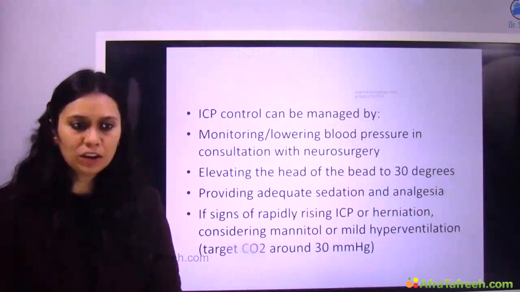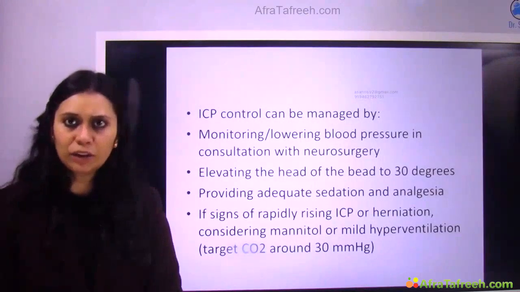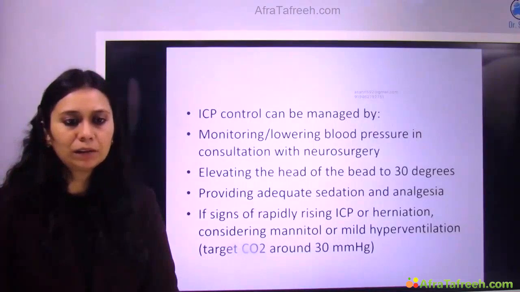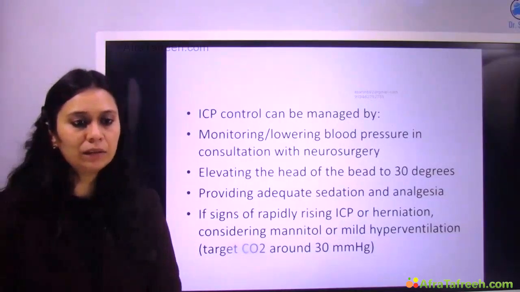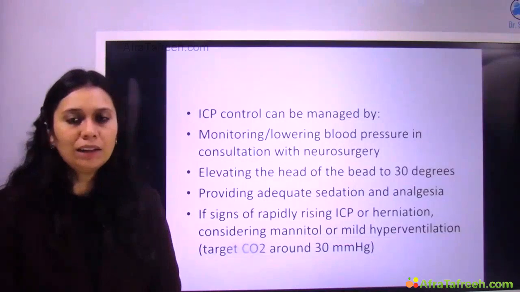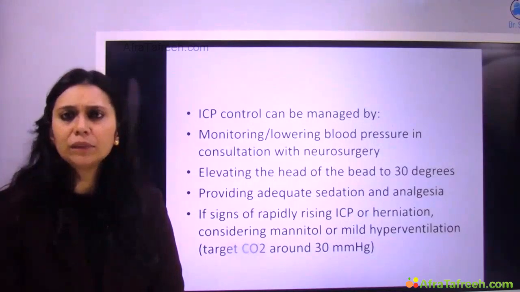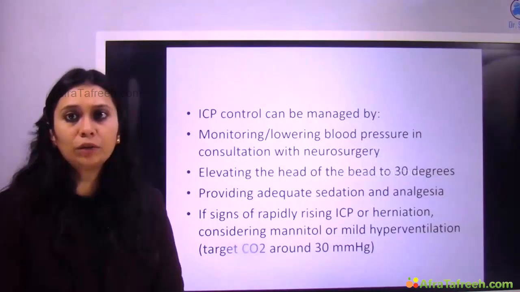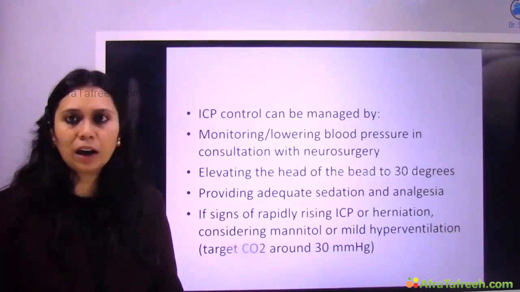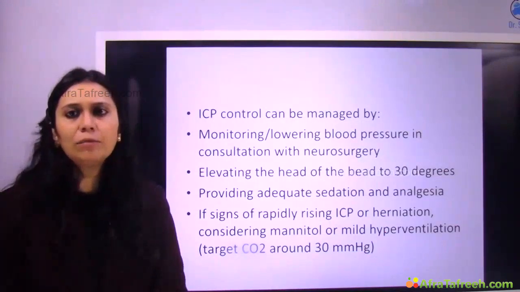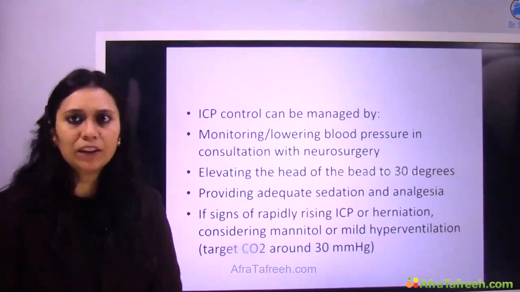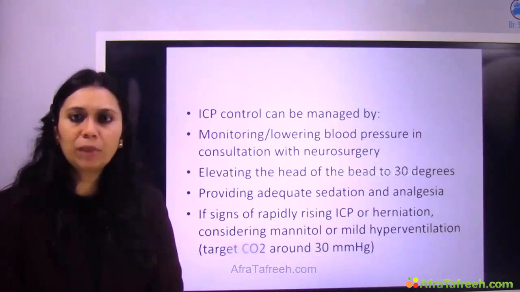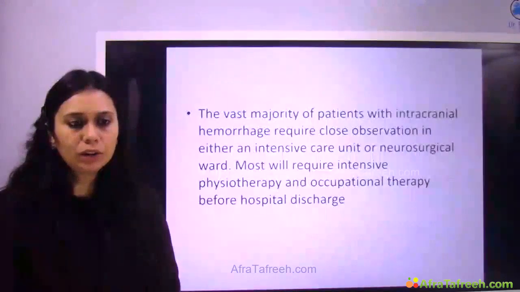ICP control can be managed by monitoring or lowering the blood pressure in consultation with neurosurgeons. Elevate the head of the bed by 30 degrees, so the venous return of the brain improves. Provide adequate analgesia and sedation. And in case of rapidly increasing ICP, mannitol can be considered, or mild hyperventilation. Nowadays, CO2 is not targeted around 20 to 24, right? Around 30 mm Hg. Basically, instead of maintaining hypocapnia, we have to maintain near normocapnia. So maybe a little mild hyperventilation will help. So mannitol can be given, mild hyperventilation can be done, and ICP needs to be lowered, right?